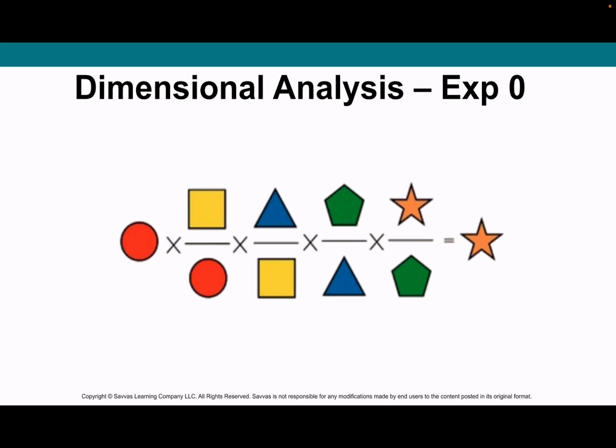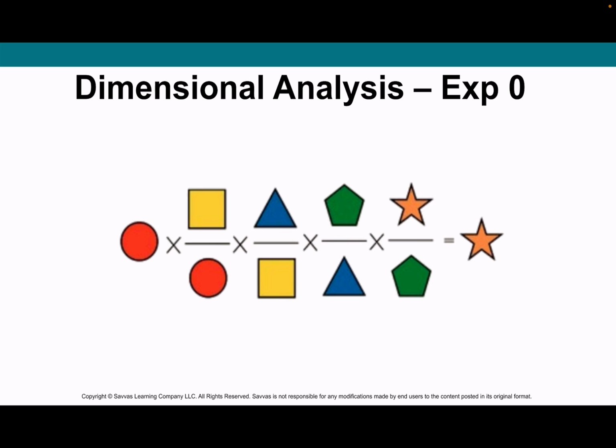Well, let's look. If we take the red circle and we change it into a yellow square, then we can take the yellow square and turn it into a blue triangle. And then we take the blue triangle and we turn it into a green pentagon. And then finally, the green pentagon turns into an orange star. Quite simply, this is called dimensional analysis.